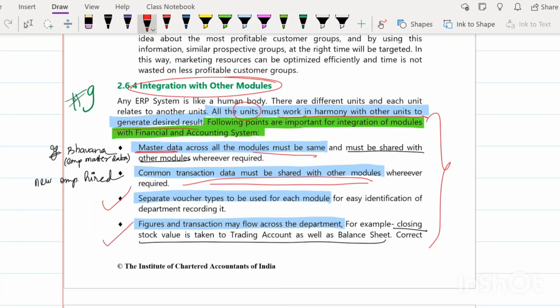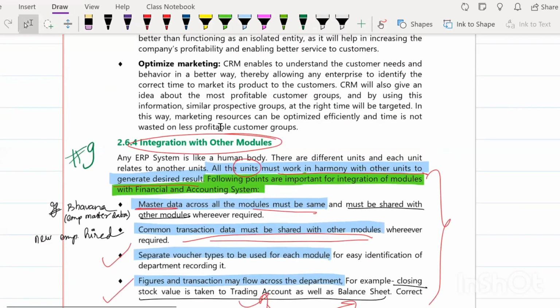Correct. Next, figures and transactions may flow across the departments. Here they may tell you that the employee salary is 1 lakh, and this figure may flow on to the accounting department as employee salary of 1 lakh rupees. So information like this can flow from one department to the other. Also, suppose a closing stock is taken from the trading account and put into the balance sheet. So the flow of transactions will also be there. These are the points you have to remember while you integrate all the modules together.